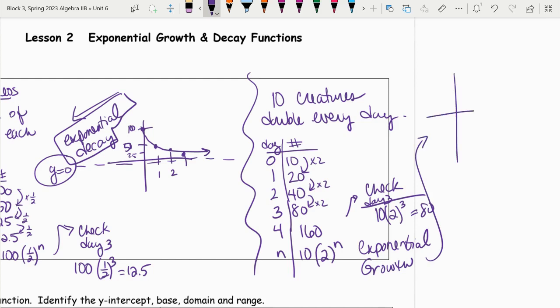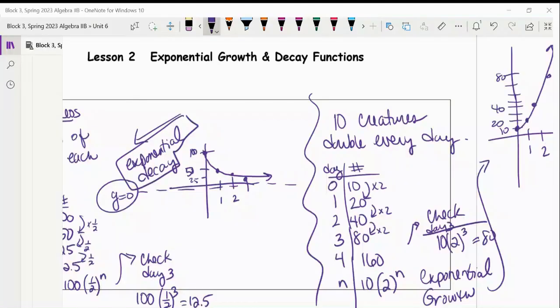What does that graph look like? I start at 10 on day 0. Day 1, I'm at 20. Day 2, I'm at 40. Day 3, I'm at 80. So this is exponential growth. Instead of exponentially decaying, this one is exponentially growing.